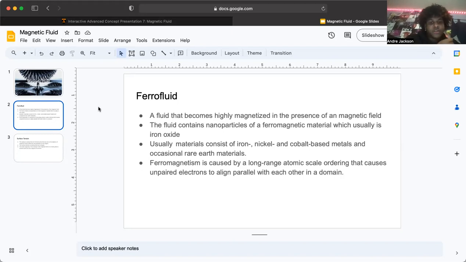A ferrofluid is a fluid that becomes highly magnetized in the presence of a magnetic field. The fluid contains nanoparticles of a ferromagnetic material, which usually is iron oxide. The fluid consists of iron, nickel, and cobalt-based metals, and occasionally rare earth metals. Ferromagnetism is caused by a long range atomic scale ordering that causes unpaired electrons to align with each other in a domain.